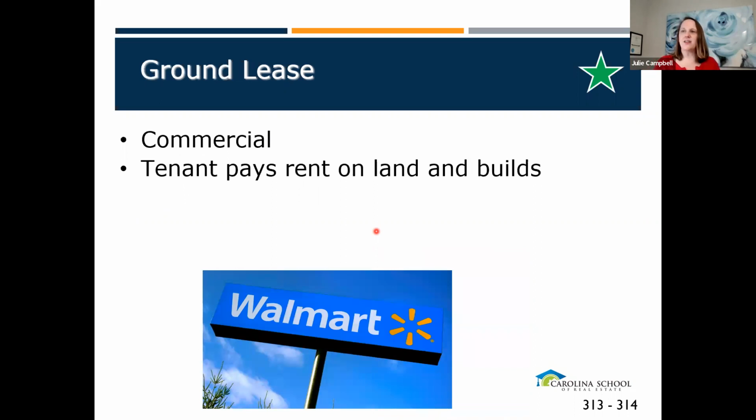So ground leases, again, you guys, these are like long-term leases. Seriously, would you build a Walmart if you had a 3-year lease? No, because we know that building's going to last a lot longer, right? So think like 99 years, for example.